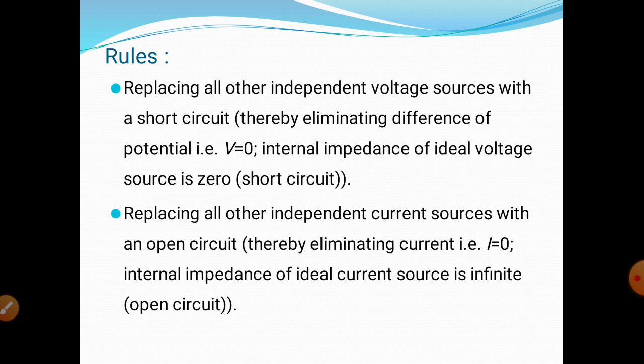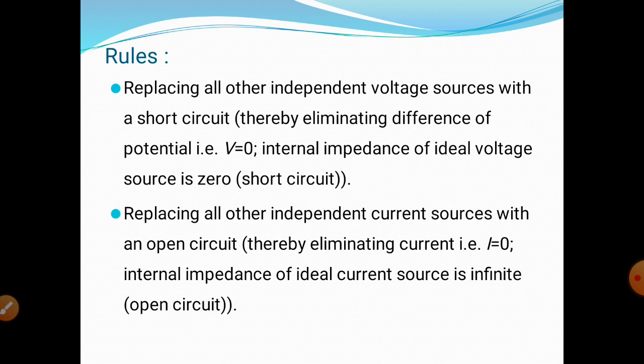The next rule is replacing all other independent voltage sources with a short circuit, which is a very important thing. In the given problem, the voltage sources are replaced by a short circuit, thereby eliminating the difference of potential, that means V is equal to 0. The internal impedance of an ideal voltage source is 0, that means short circuit.